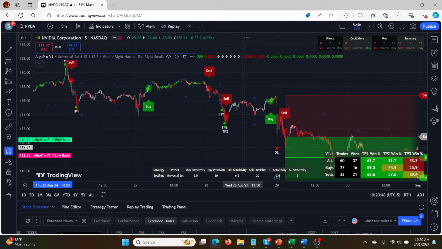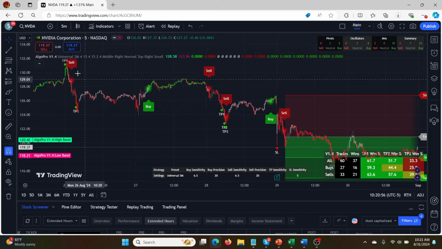Anyway, hopefully that's helpful in comparing the two. It's about as good as I can do. I could go through every ticker and every single time frame, but in this case I just decided to use NVIDIA 5-minute chart because a lot of people do trading like that.